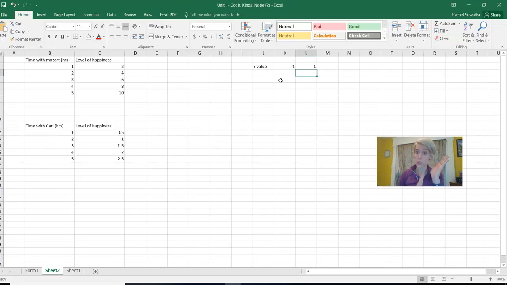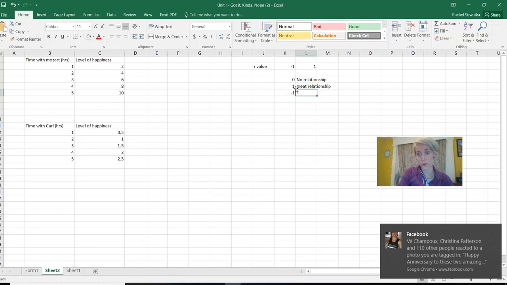Is it a linear relationship where one goes up and the other goes up, or another linear relationship where one goes up and the other goes down? If you have an R value of 0, that means no relationship. If you have a value close to positive 1, then you have a great relationship: one goes up, the other goes up. If you have a value close to -1, then one goes up and the other goes down.